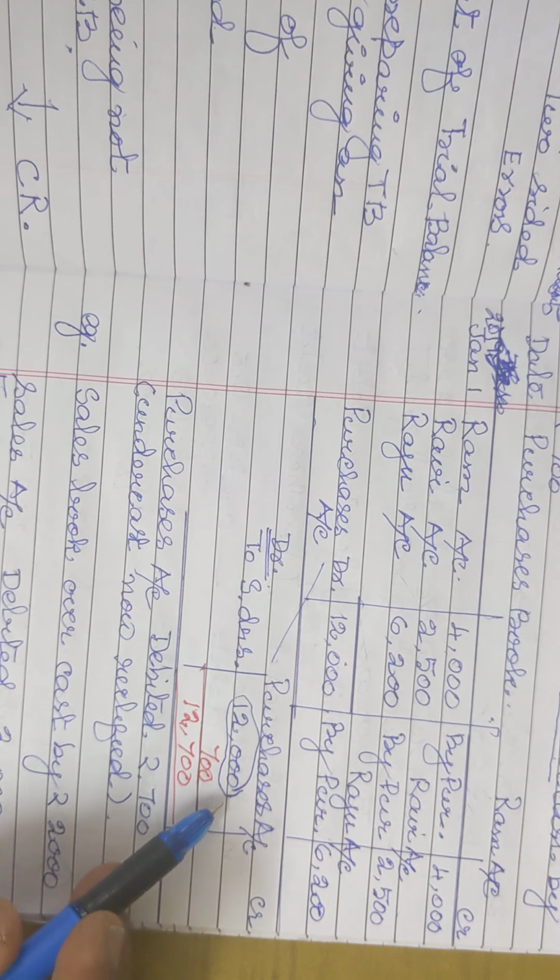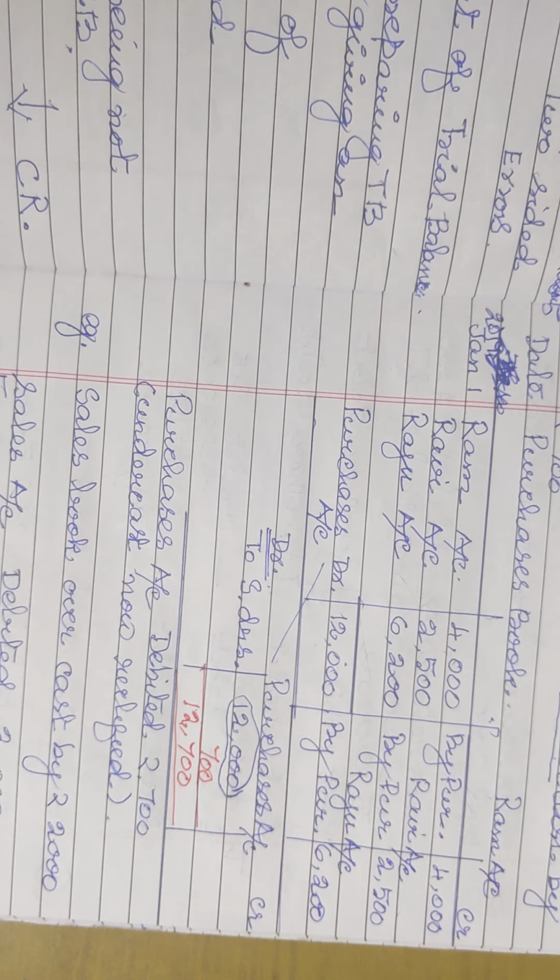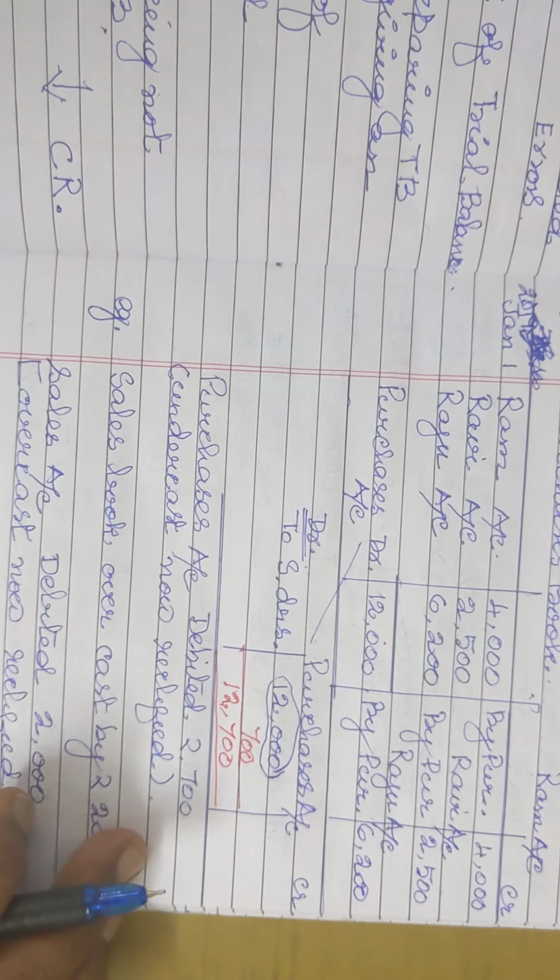Okay, in accounts we are not adding or subtracting. Instead we are doing debit and credit. If you want to increase a debit, you have to further debit that account. If you want to decrease a debit, you have to go to the credit side of that account. So I hope it's very clear.